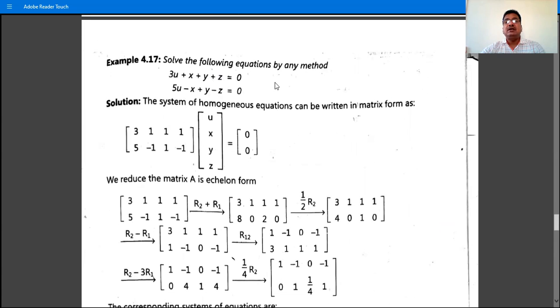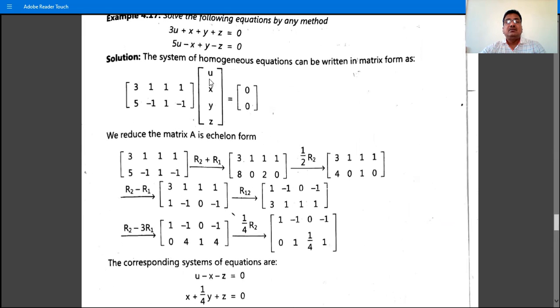Next example, solve the equation by any method. We are given these 2 equations and the unknowns are U, X, Y, Z. So the coefficient matrix is this: 3, 1, 1, 1, and 5, minus 1, 1, minus 1. And the matrix of unknowns U, X, Y, Z is equal to 0, 0, which is the matrix of constants.